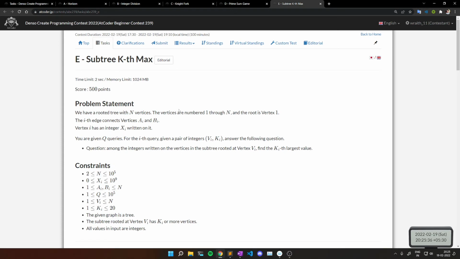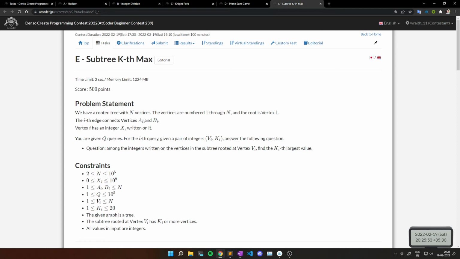Now I could not solve it under the given time of the contest. I solved it after that. Also I got a TLE on the submission, and then I had to optimize it a bit more. But yeah, let's see the problem.